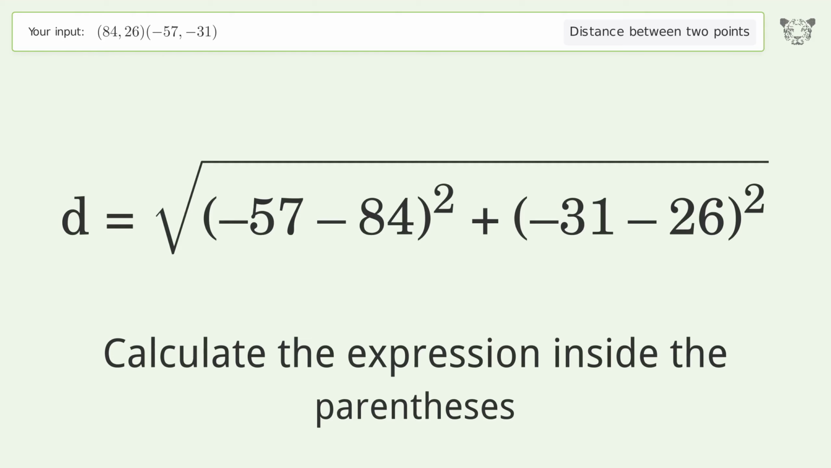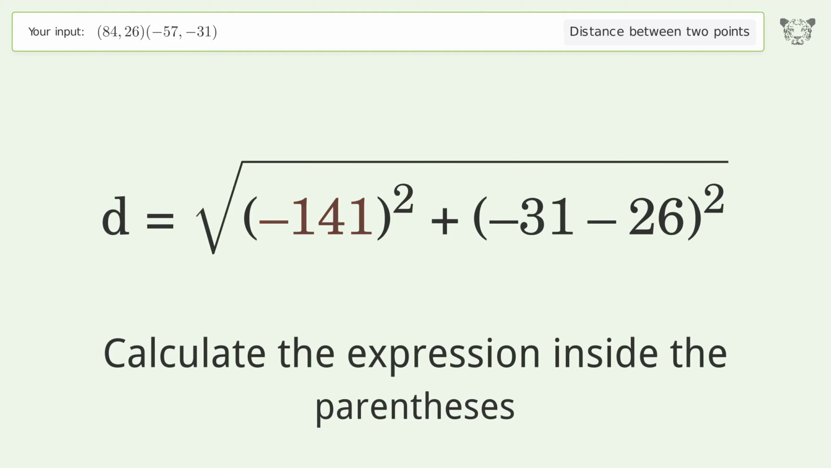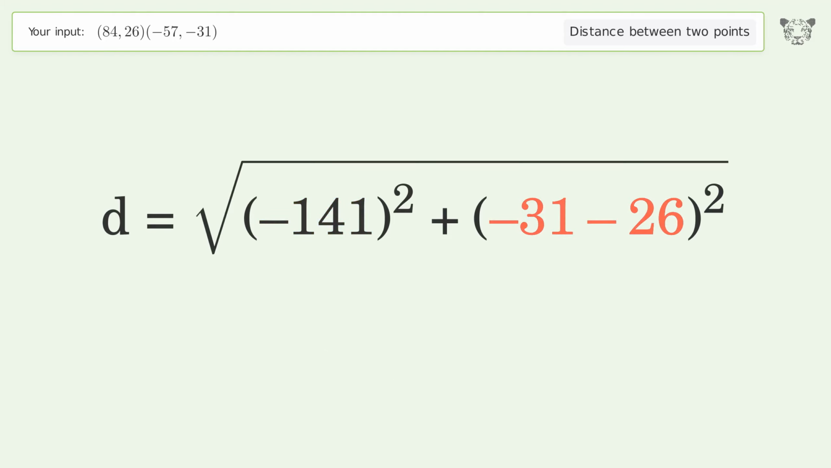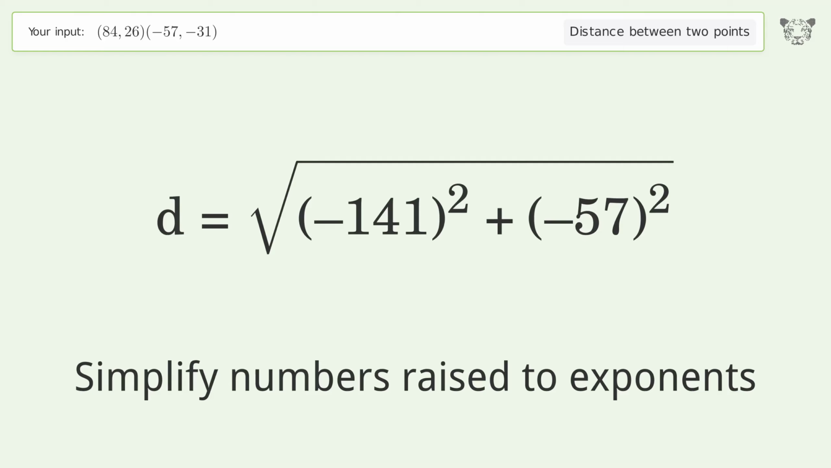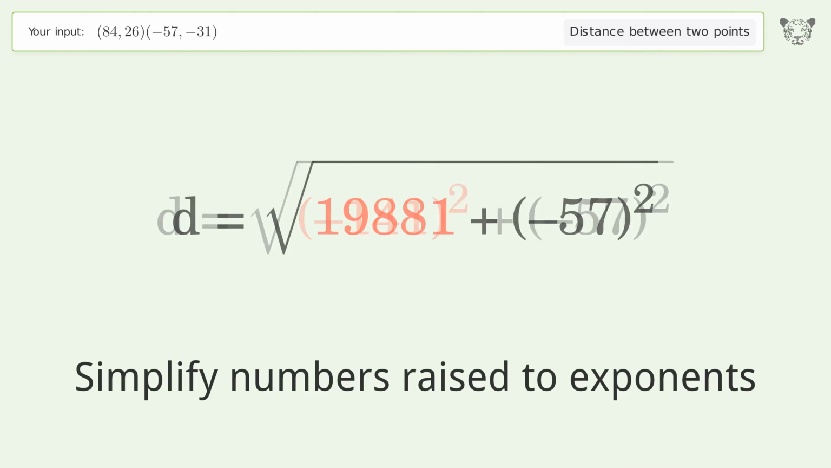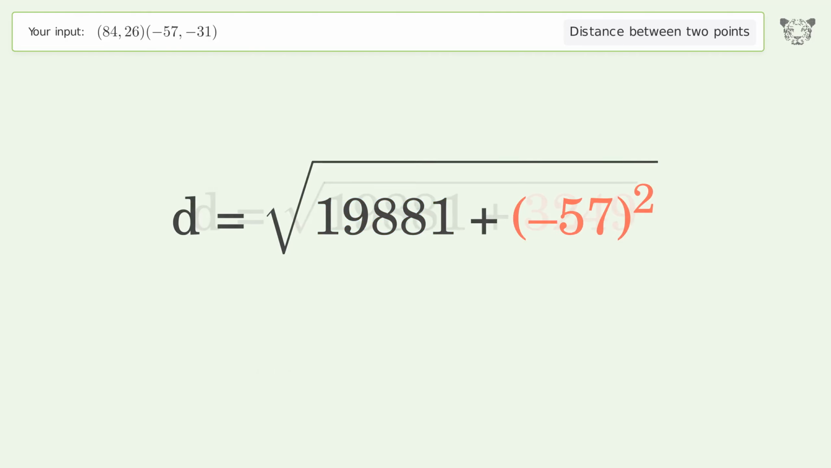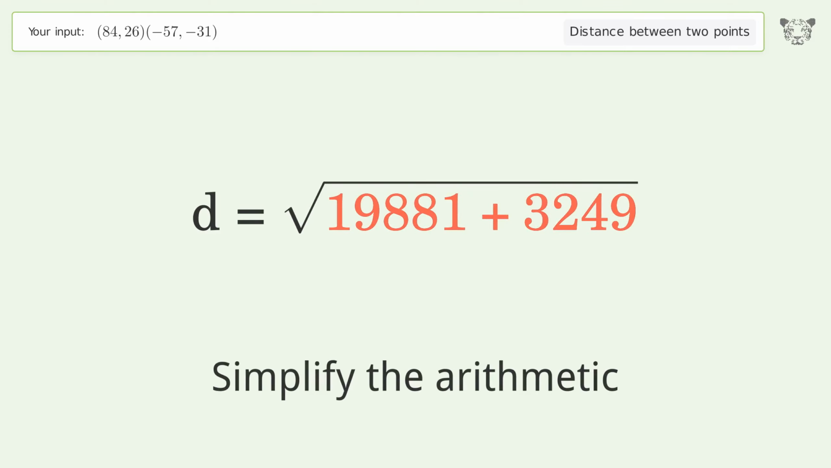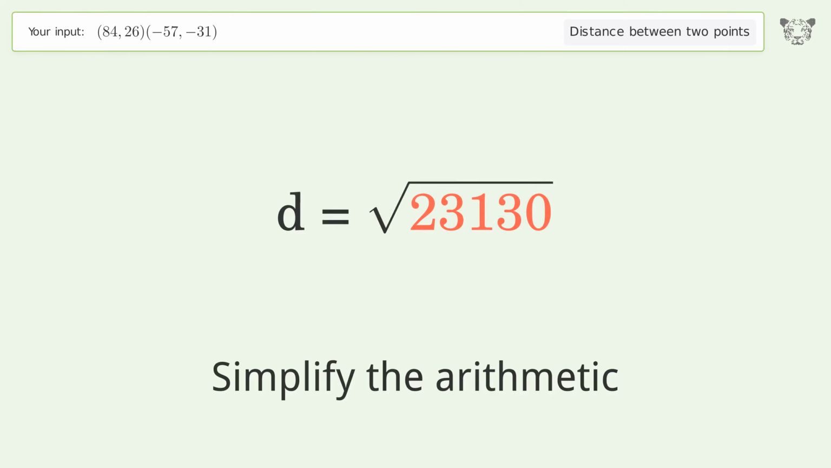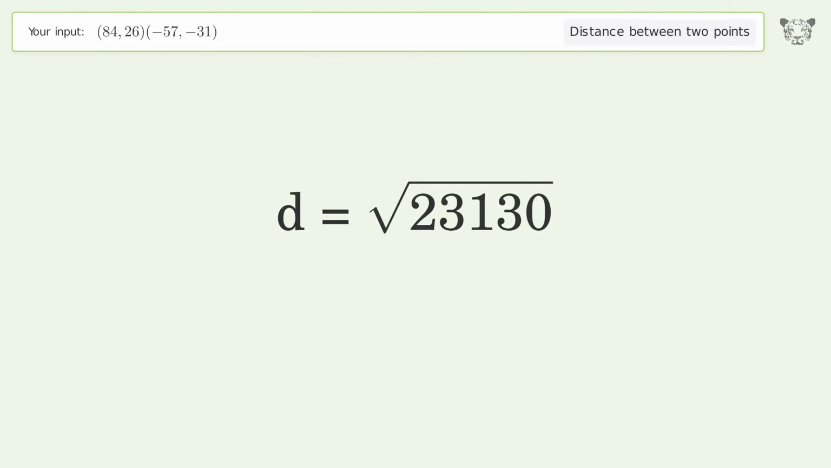Calculate the expression inside the parentheses. Simplify numbers raised to exponents. Simplify the arithmetic. And so the distance between the 2 points is the square root of 23,130 or 152.086.